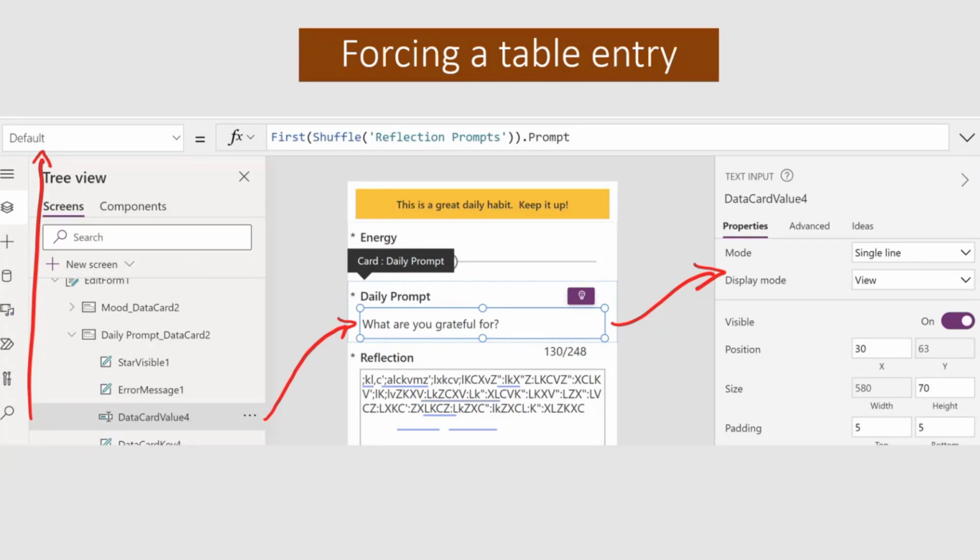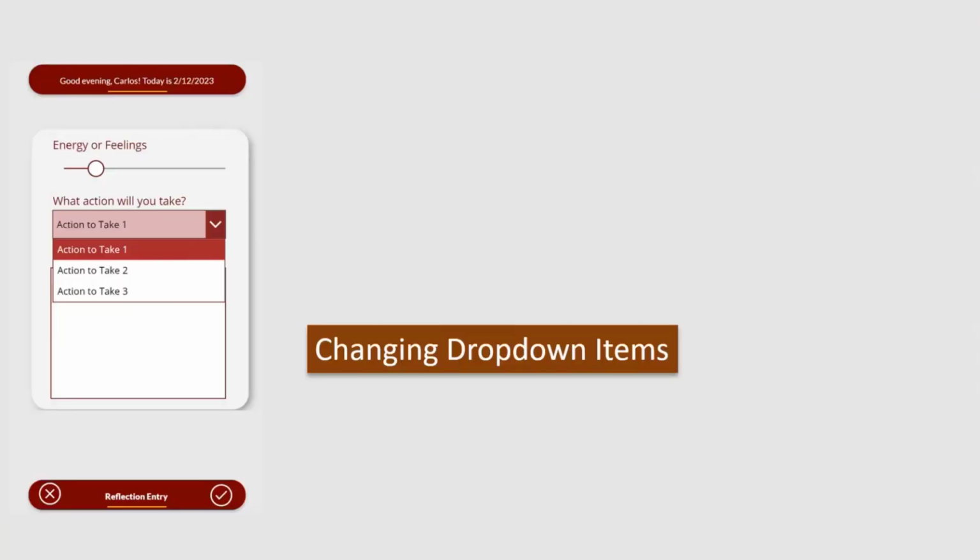Similarly, instead of letting the user create their own prompt, we provide the prompt essentially again with the first shuffle of the reflection prompts, and we make that only a view item that gets saved along with the data when the user submits his or her or their reflections.